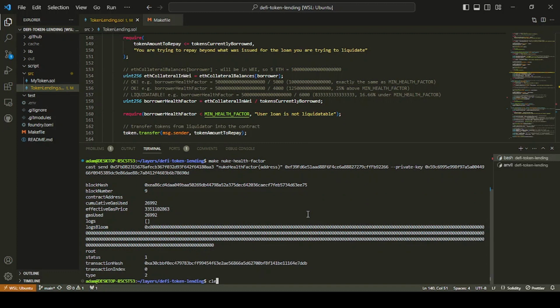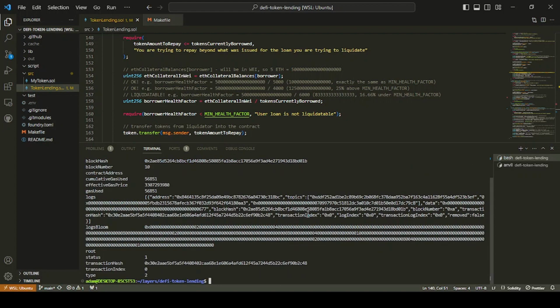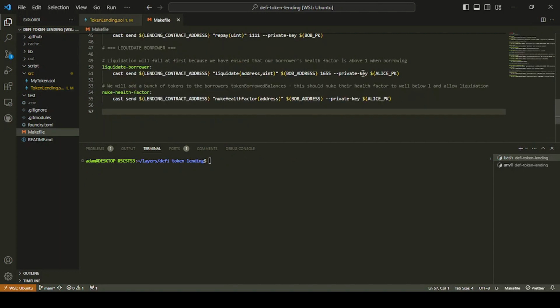There we go. And now if we do liquidate borrower, I should say. There we go. So we have now done that. Click back over. I think that's the last thing I have in the makefile. But we will be able to see if we went back and, let me see, just to see what we do. Check tokens borrowed. So I think he had 2889 and we repaid 1655.